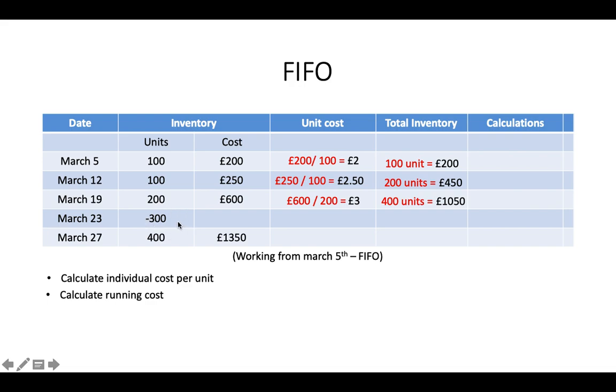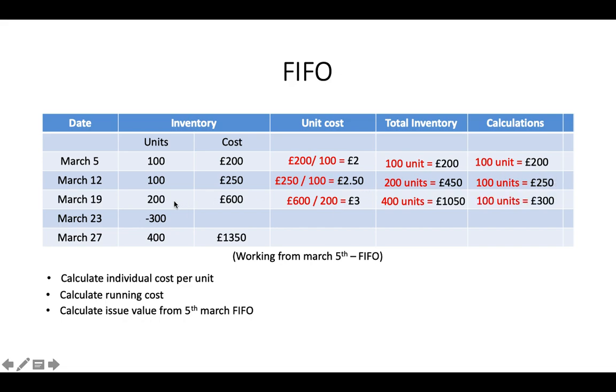Using the first in, first out method, we are going to start with March the 5th, the first set of available inventory to us. So we're going to take 100 from March the 5th, costing us £2 a unit, so that will cost us £200. But we need more than 100, we need 300, so we're going to work our way down the list. On March the 12th, we have another 100 units available to us, but this time it was £250.